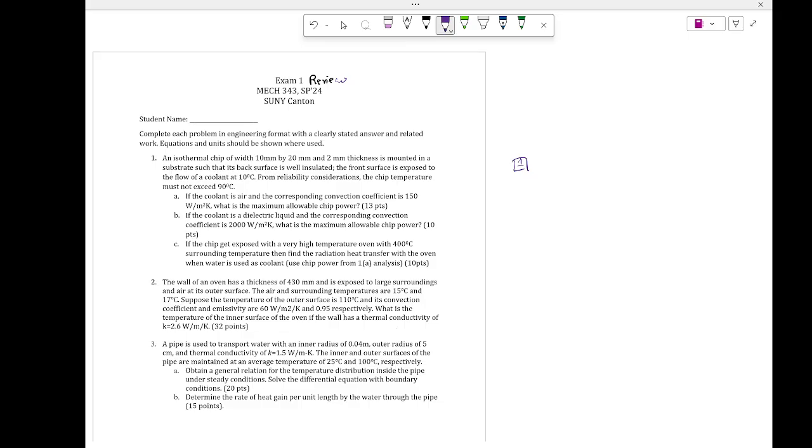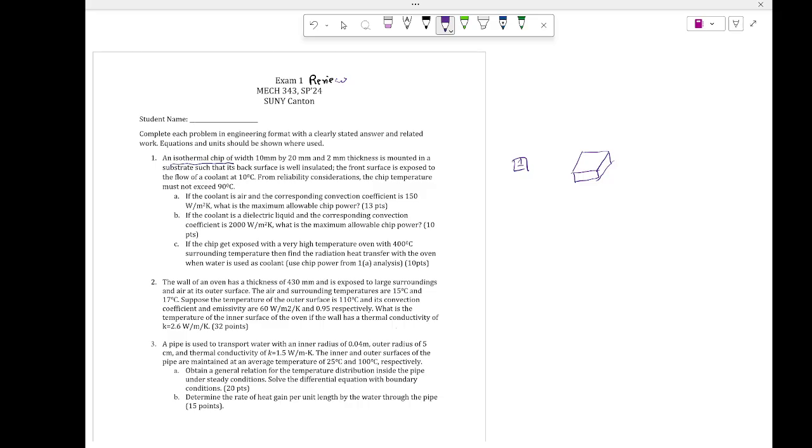All right, so moving on. An isothermal chip. Obviously I don't have time to finish all the problems, so I'm going to give you hints or guidelines on how to solve it. Is that okay, Isaac? Instead of solving the whole problem, I'm going to give you guidelines so you can solve it by yourself.